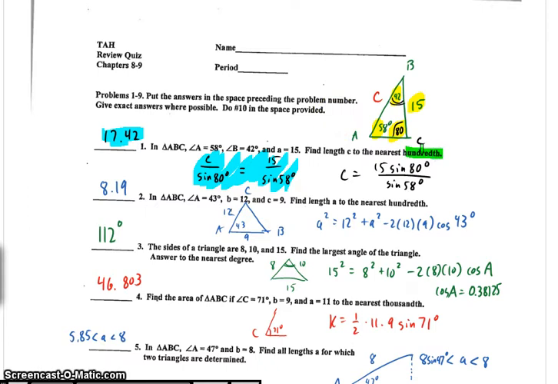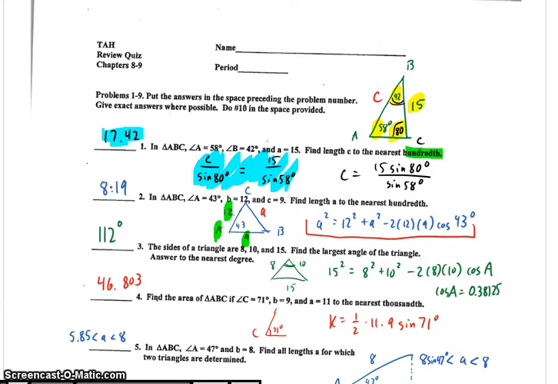Okay, number 2. In this triangle, we're given an angle and two sides. We're actually given side, angle, side. And we're asked to find the side across from the angle. Well, that's a straight-up law of cosines situation, and I just plug and chug into the law of cosines, and I get 8.19.